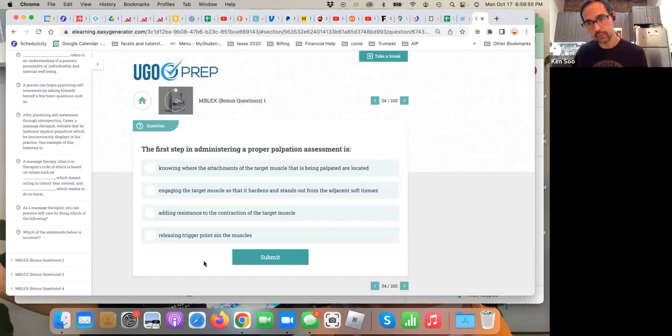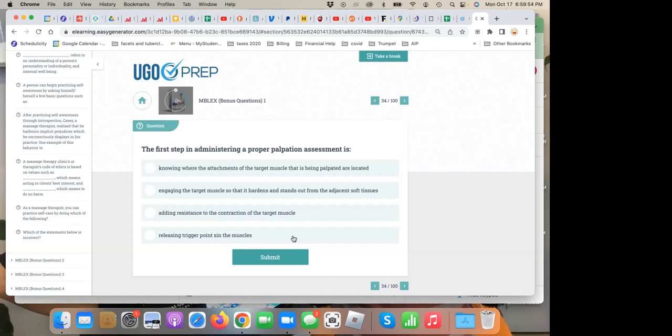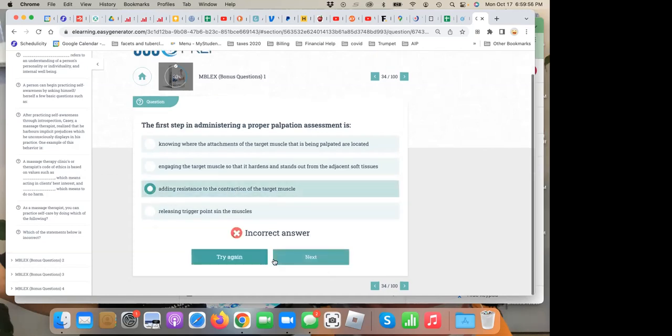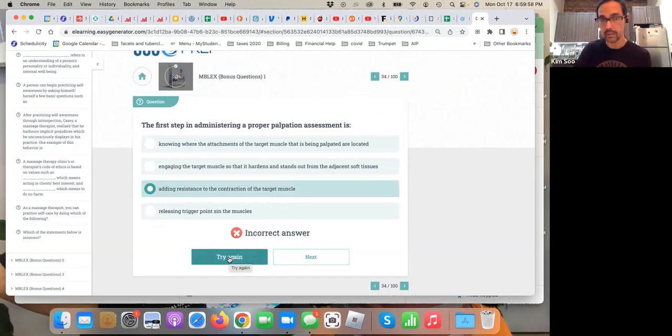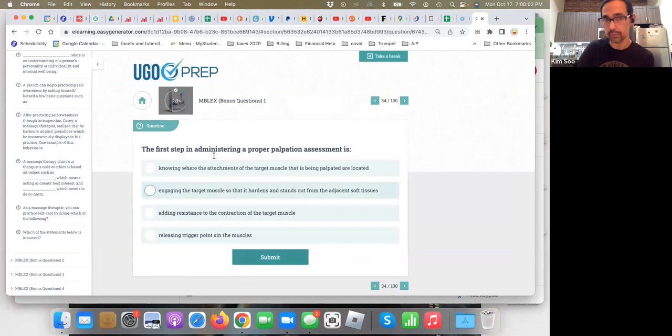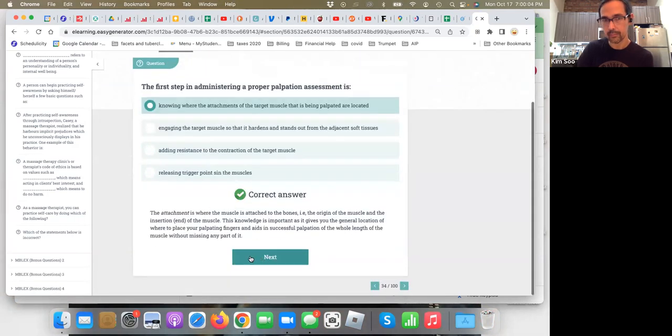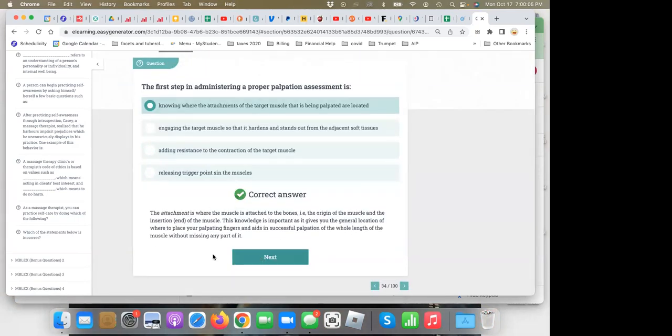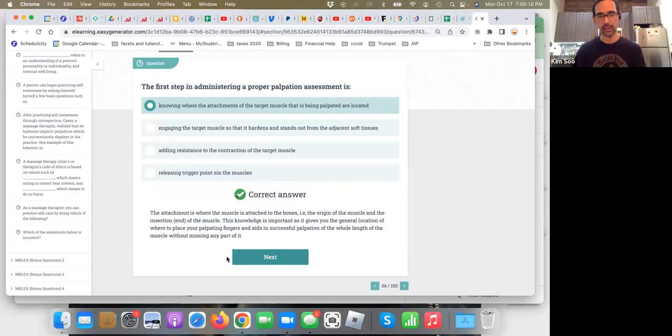Okay, Crystal, Larissa, C. You think it's C? Okay. That's incorrect. So it's not adding resistance to the contraction of the target muscle. So I'm going to just go through them. Wow. That's what I was going to say. All right. Good enough.